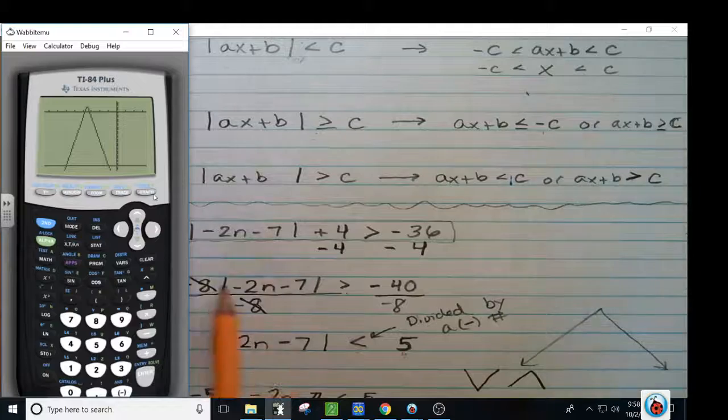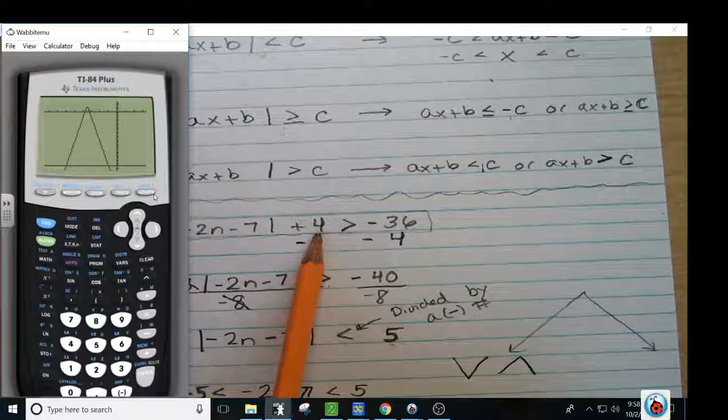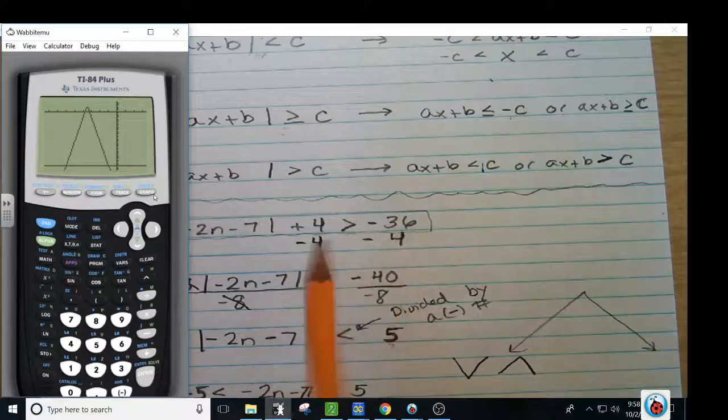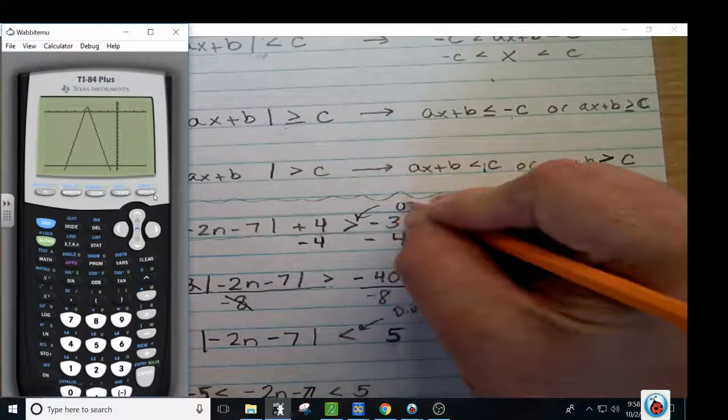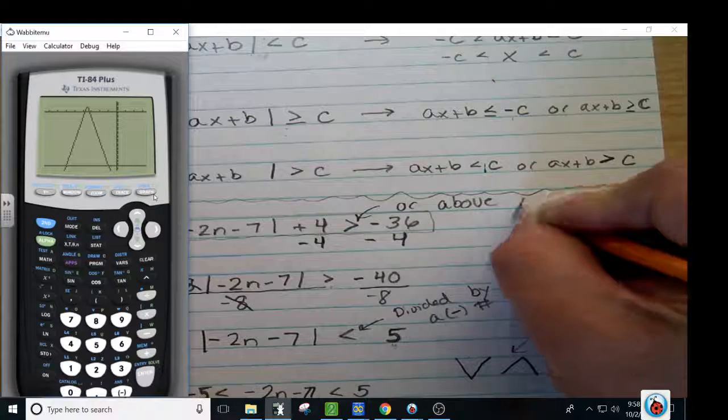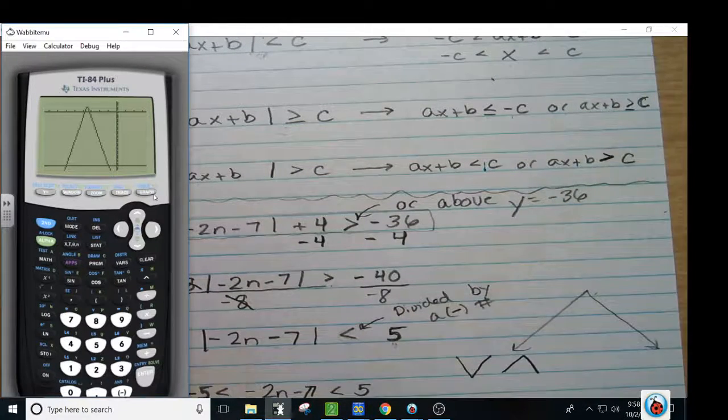Now what you want to know is what part of this absolute value function is greater than negative 36, or above y equals negative 36. Now look, this little part here is below the negative 36 line. Everybody see that? What it wants to know is when is it above the negative 36 line. It goes above it, stays above until you get here, then it goes back below.